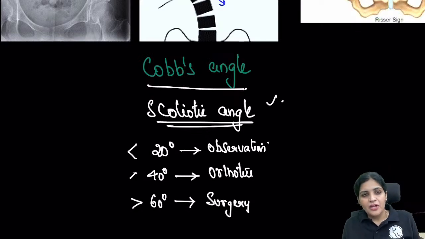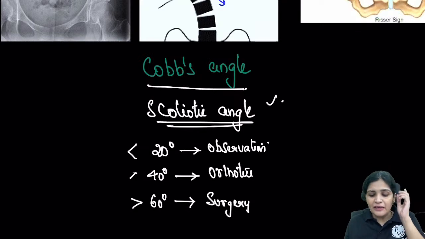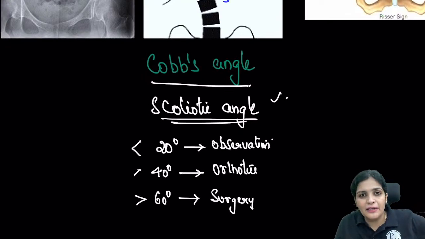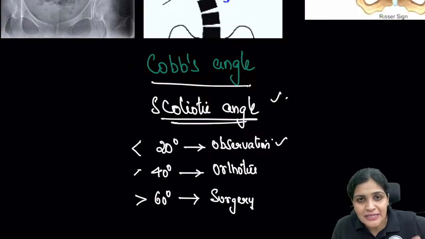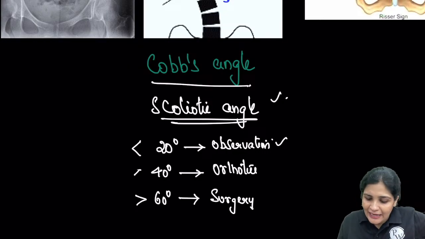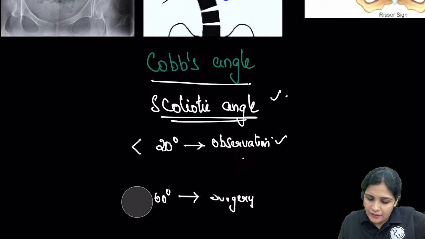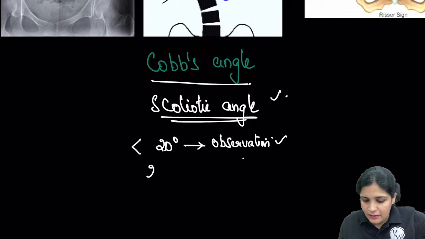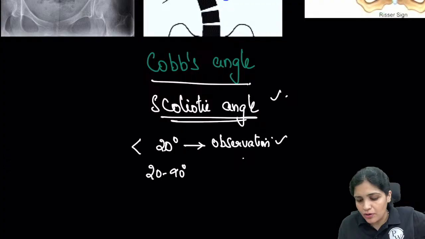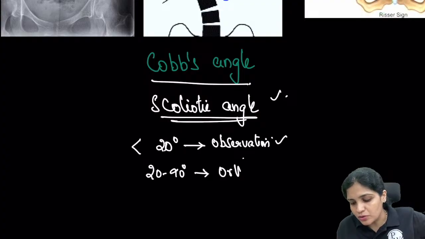Understood? So that is why you will identify the Cobb's angle. First, can you explain that 40 degrees once again? Okay, if it is less than 20 degrees, you can still put the patient under observation. And if it is 20 to 40 degrees, what you do is you use the orthosis.